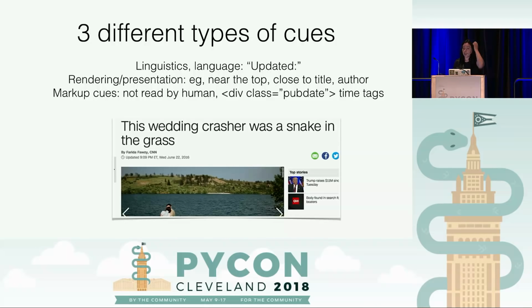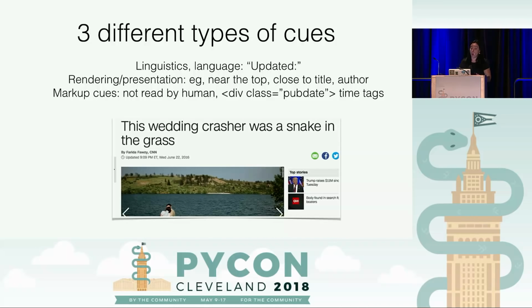So you can see language cues. It says updated, updated on, published on, et cetera. And then we have rendering presentation cues. So it's near the top, it's close to the title, it's close to the author. If you were in graphic design school or web design school, they would teach you these things, right? Things that are big are more important. Things that are in repetition and close together are usually related. So they learn to communicate by outputting this information, and we process it and we know the meaning of it, right? Like anyone that's been reading articles for any amount of time.